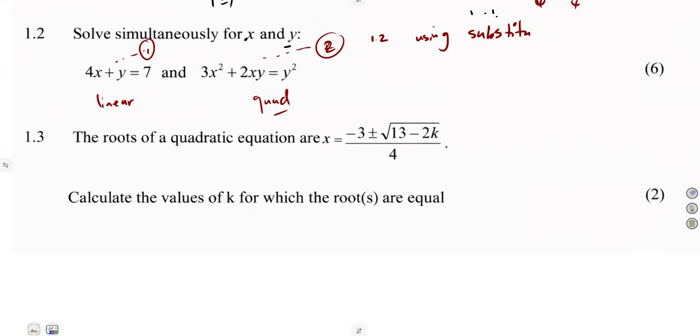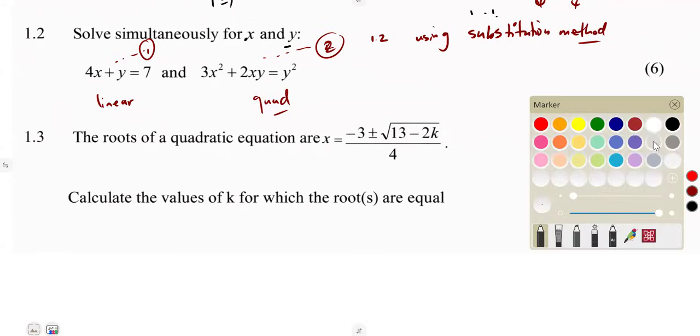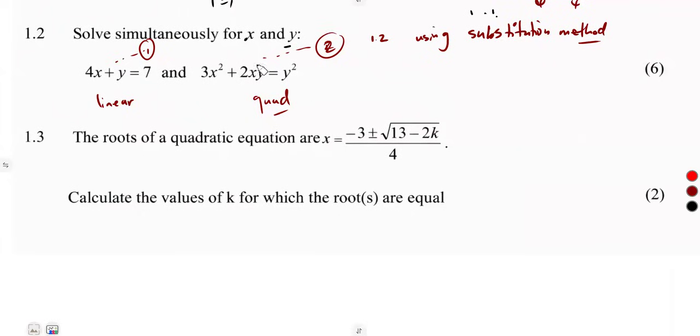All right, substitution method. So what you're going to do is to look into the equations. Pick one equation that you can make x or y the subject. But when working with the linear and quadratic, it is best that you make the subject from the linear equation.